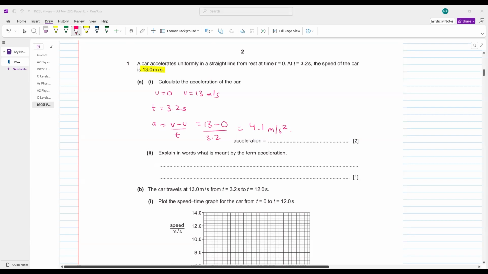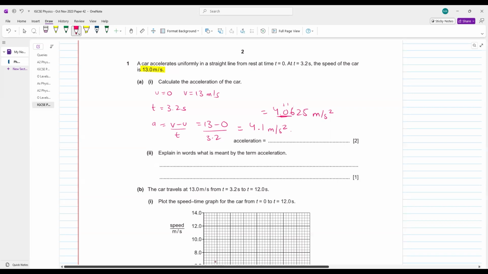Always remember in IGCSE physics, you round your answers to two significant figures. Now, there will be someone in the chat or in the comments that will say, okay sir, the answer was coming out to be 4.0625 meters per second square. Yep, but we round it off to two significant figures. Since the third significant figure is greater than 5, you add a 1 here. This becomes 4.1 meters per second square.